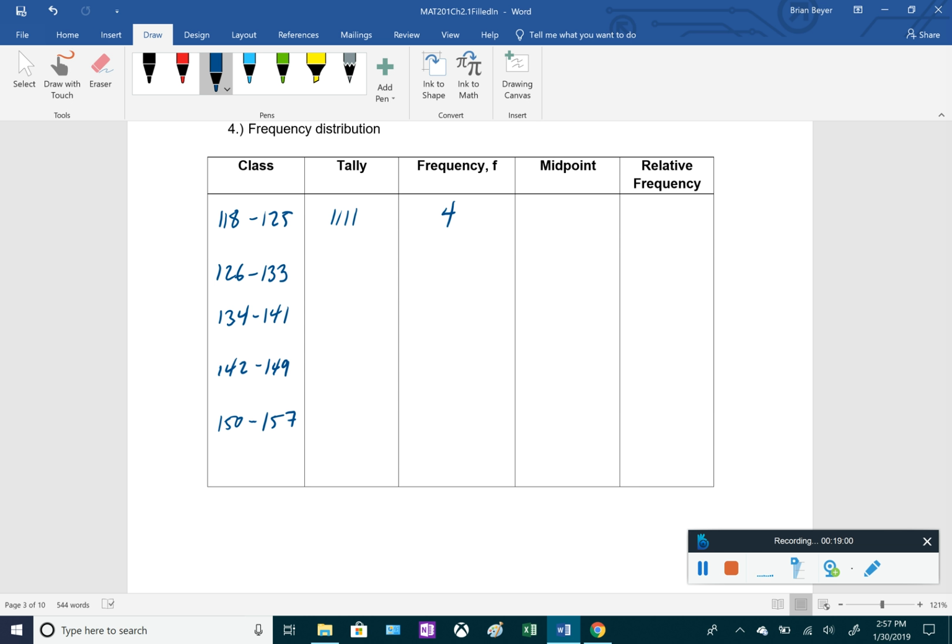We would go up and do the same thing for the next classes, but I'll fill those in real quick. And we would get those frequencies. So a frequency of 4, 6, 3, 2, and 2.